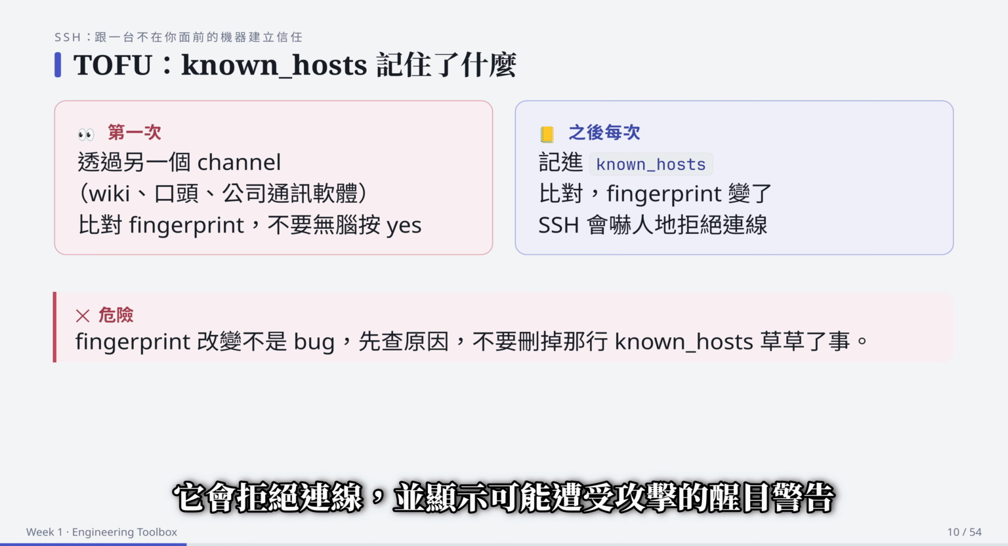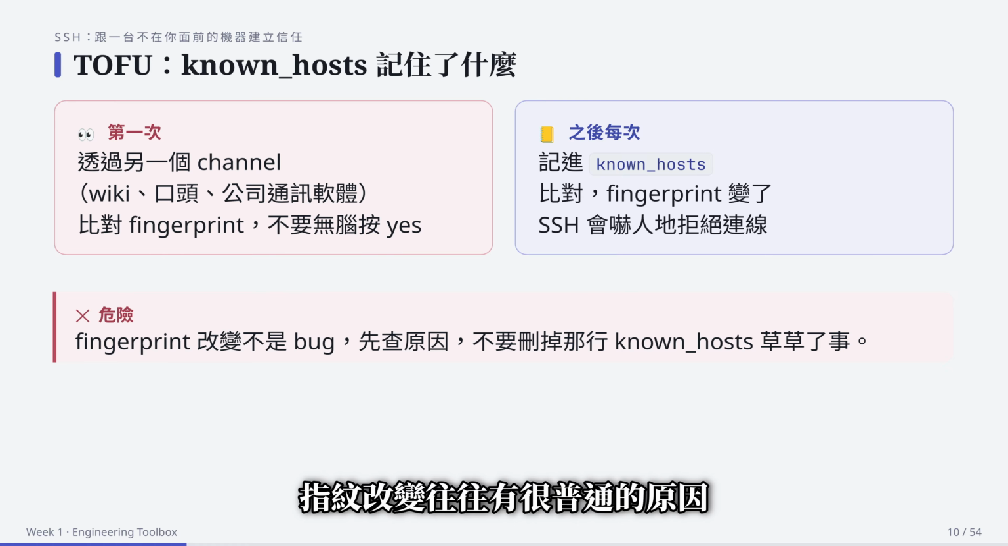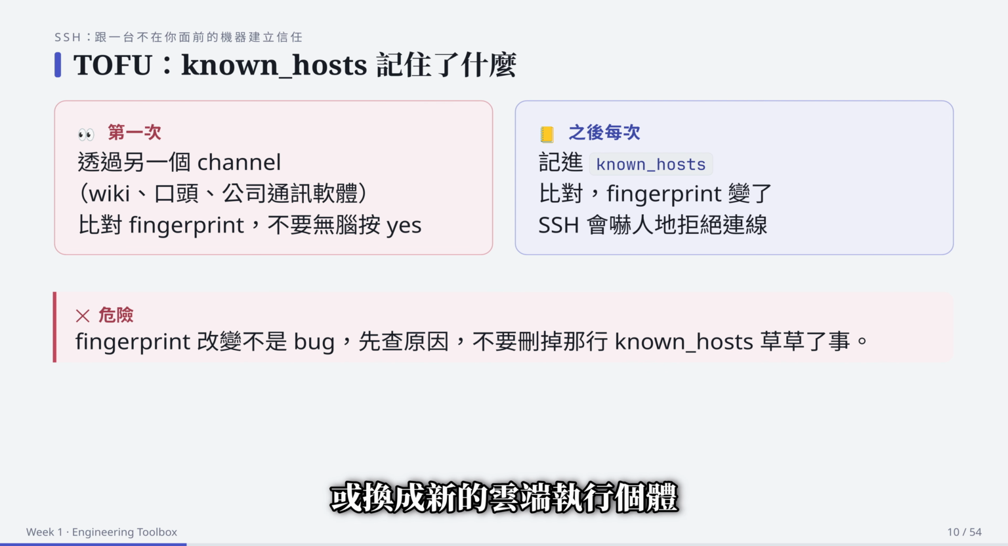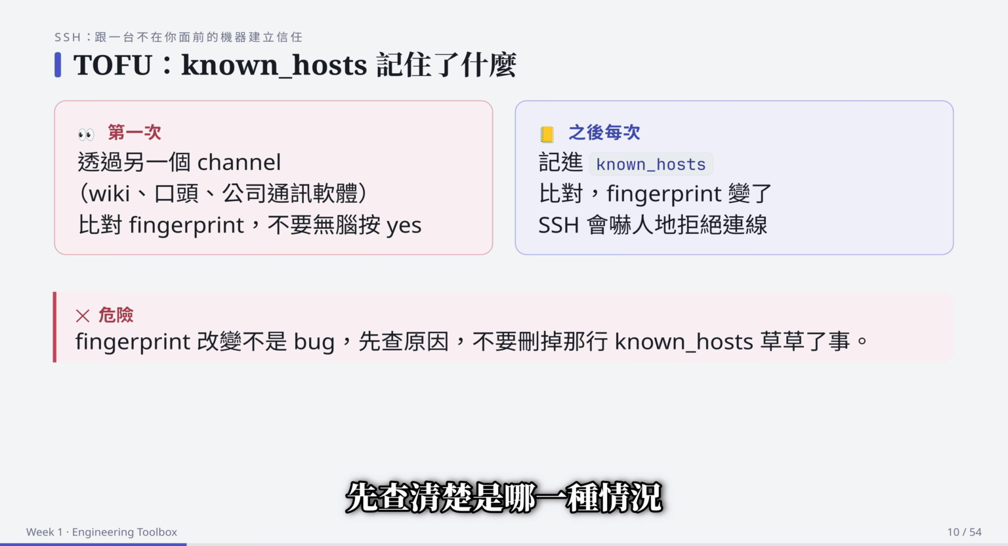It refuses to connect and displays an alarming message about a possible attack. Don't panic and delete the offending line from known hosts just to make the error disappear. A changed fingerprint often has an ordinary explanation. The server was re-imaged, moved to a new machine, or replaced by a new cloud instance. But it can also mean exactly what the warning says. Find out which explanation is correct first.